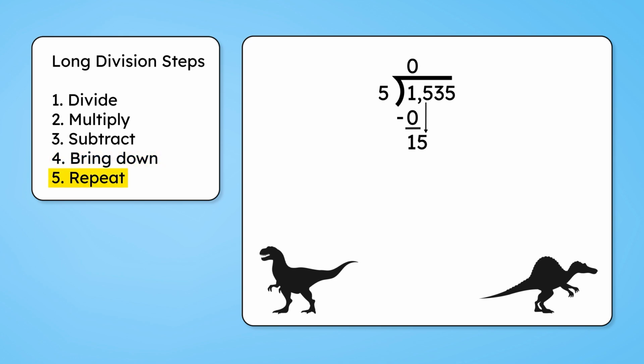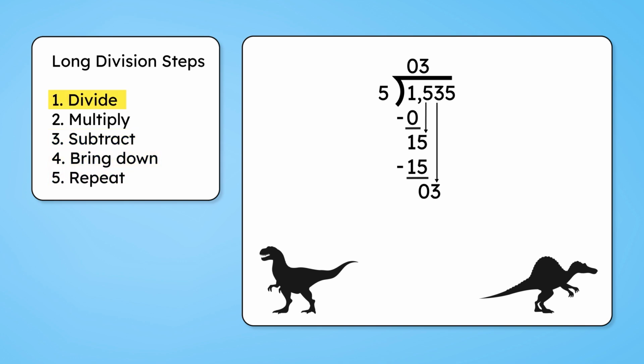Now we repeat. Can 5 fit into 15? Yes, 5, 10, 15. It fits 3 times. Place the 3 here as part of the quotient. Multiply 3 times 5, which equals 15. Then subtract 15 minus 15. That equals 0. Bring down the next digit of the dividend.